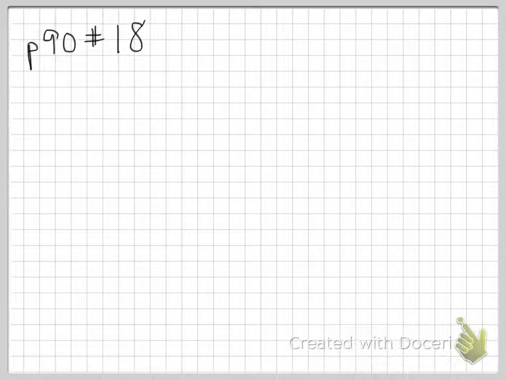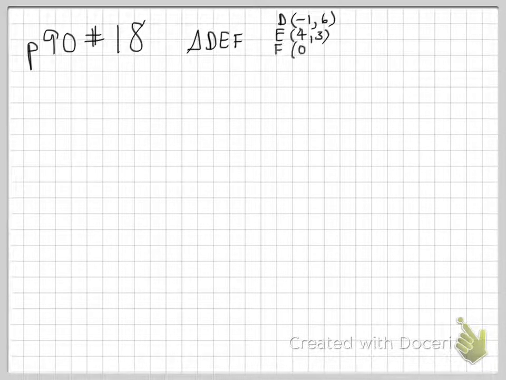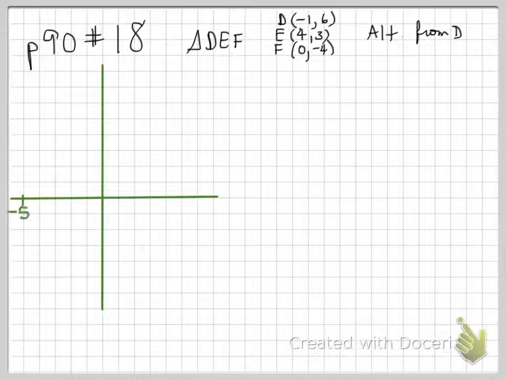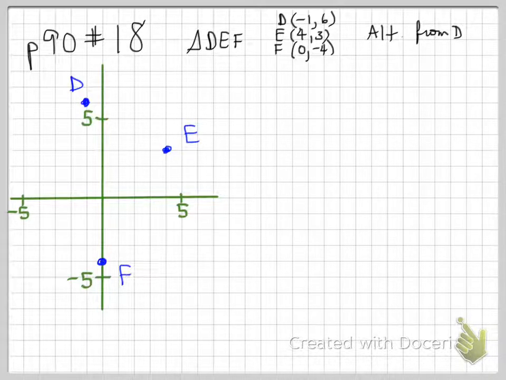Okay, so let's look at page 90, number 18. Page 90, number 18 says, drawing a triangle DEF, okay, and these are the coordinates of D, E, and F, and you're to draw the altitude from vertex D. So, to draw an altitude, first we need coordinates, and here is our D, E, and F.